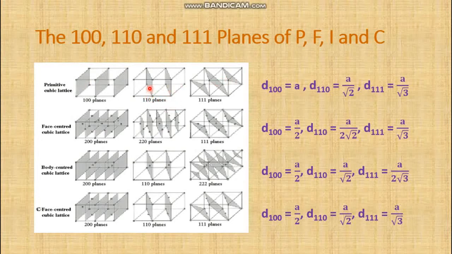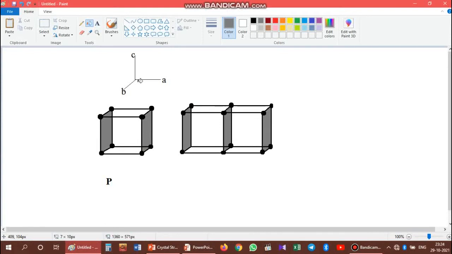This is 1 1 0, that is, it is cutting the B axis in unit distance and A axis also in the unit distance, but it is parallel to the C axis. So how to draw this? So second time you will draw two rectangles back to back with a slight distance, then just cut it into two squares, 2 into 2, 4 squares, then join the vertices from here to here, here to here, and then put 12 number of lattice points.